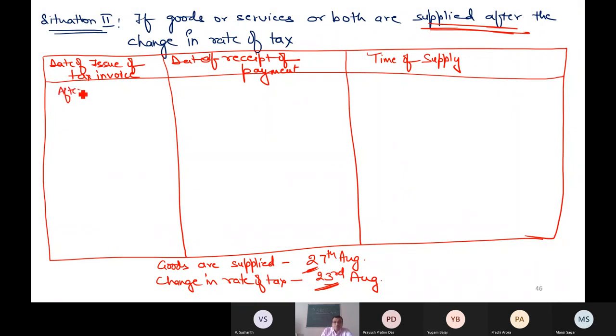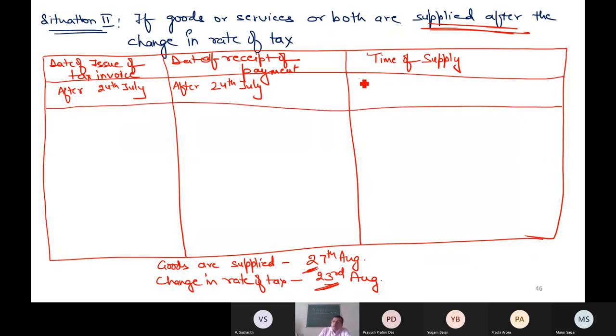Invoice is also issued after the change, for example, 24th July. Receipt of payment is after the change, for example, 24th July. Can you apply section 14? Answer is no. Because I told you that out of these three, if all these three are in the same period, you cannot use section 14, because there is no need to use section 14 then. If everything is after, then of course you will apply new rate. So section 14 is not applicable. You have to take a decision on the basis of section 12 and 13, as the case may be.